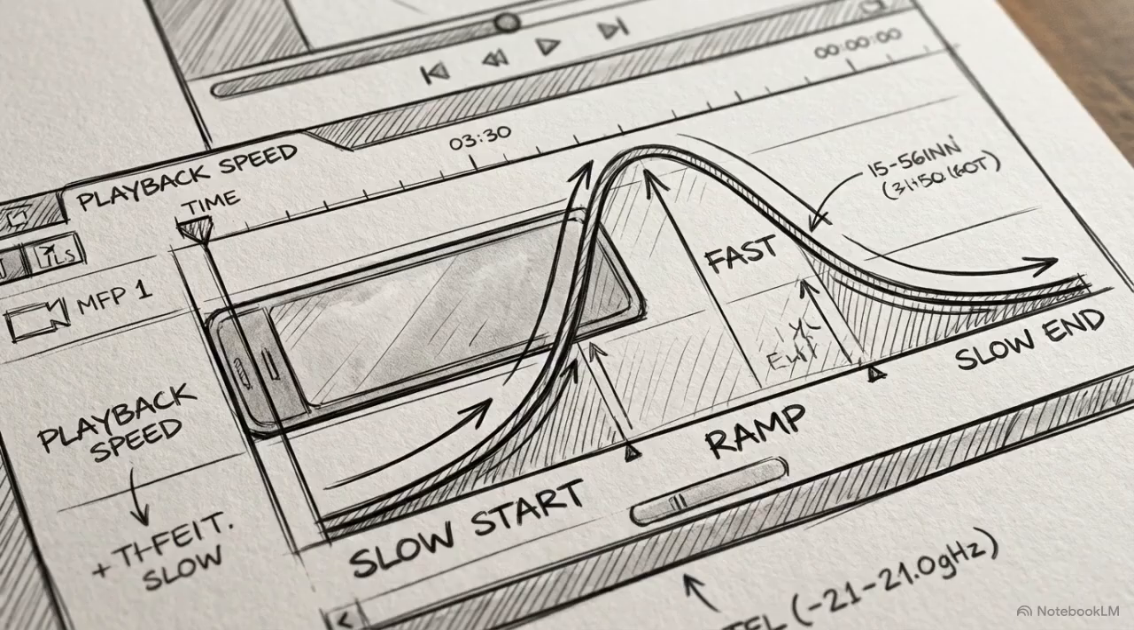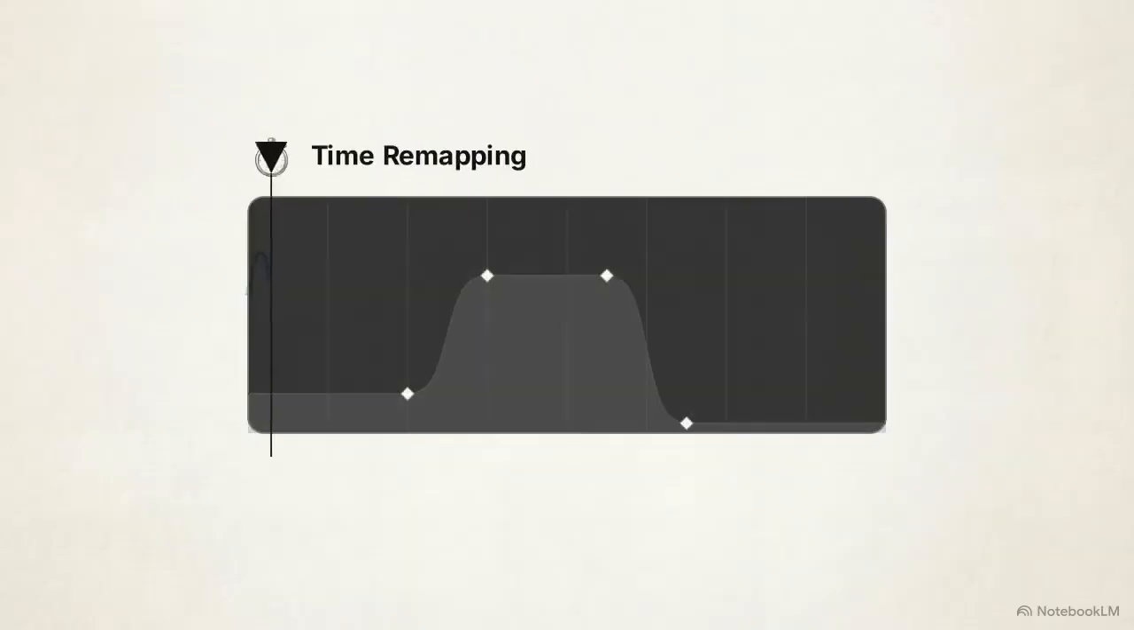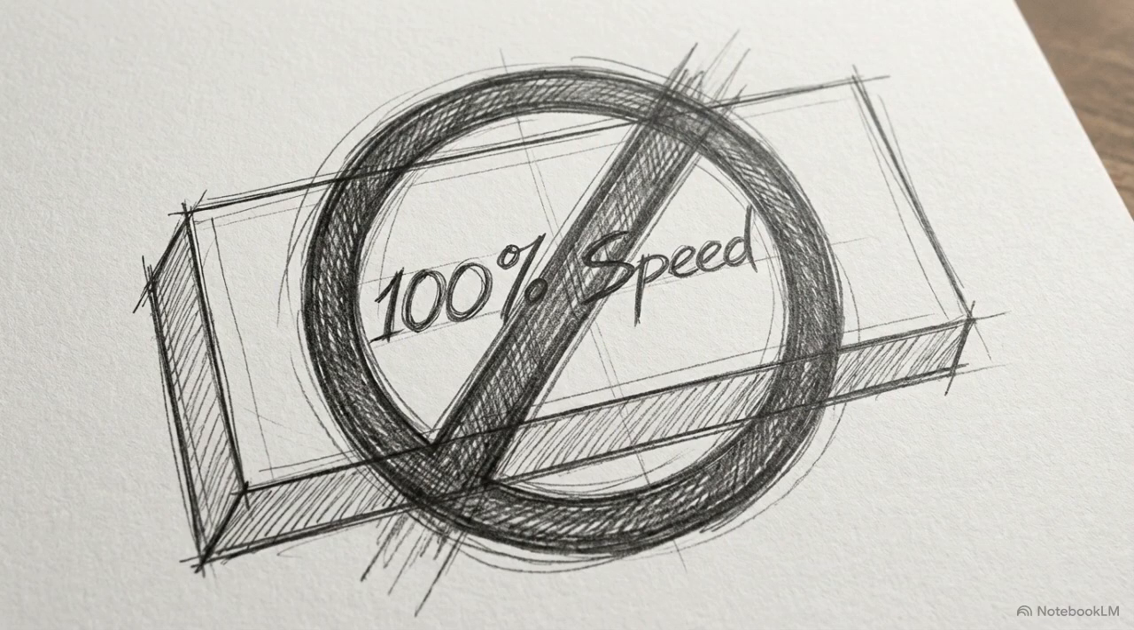Now we tackle the speed ramp leading into our drop. To do this, we use time remapping. Time remapping is a Premiere Pro feature that lets you change the playback velocity of a single clip dynamically over time, rather than applying one uniform speed to the whole video.